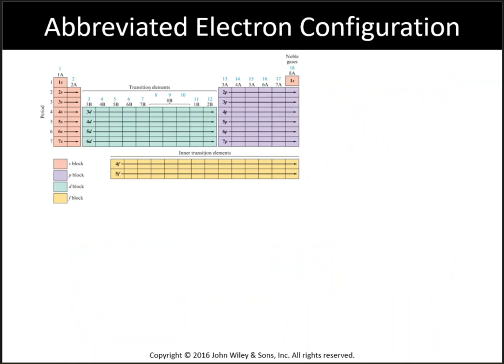So let's say you want to write the electron configuration for sodium. To write the electron configuration of sodium, we look in the periodic table. Sodium is in period 3. So to get to sodium, everything before period 3 needs to be filled up. So 1s2, 2s2, and 2p6 are filled up. Sodium is an S block element, and sodium is the first element of the S block elements. So this is the electron configuration of sodium.